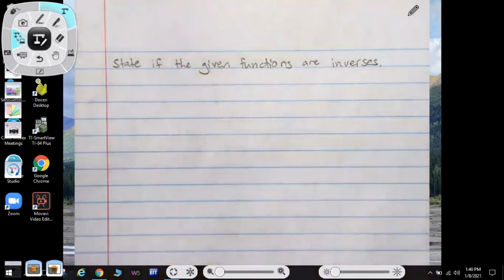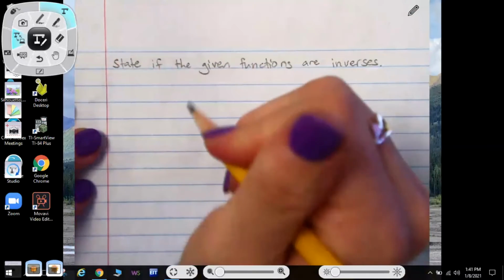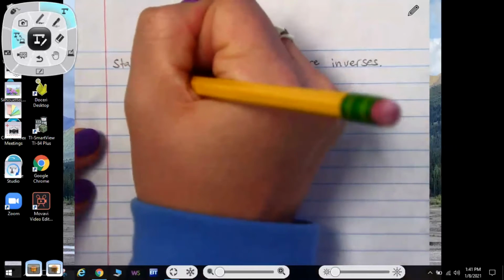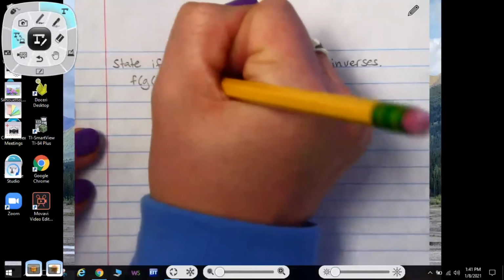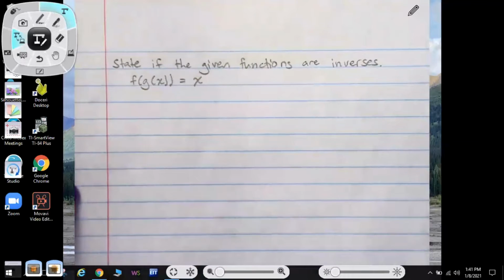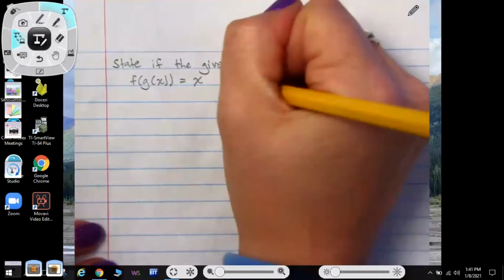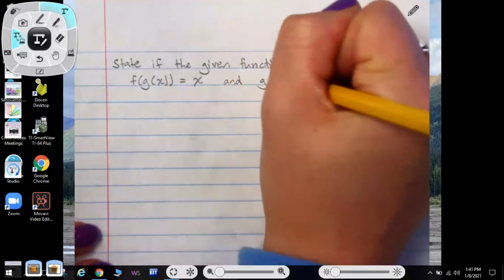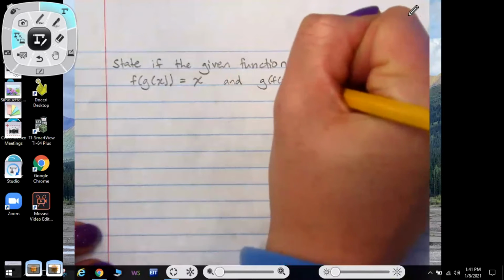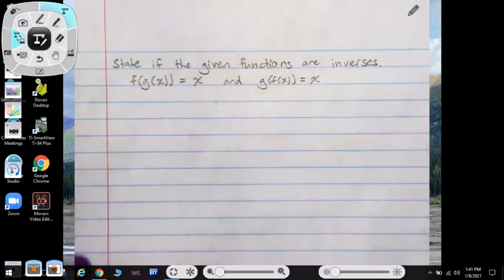To know whether or not two functions are inverses, we have to look at the composition of those functions. If we had two functions, f of x and g of x, in order for those two functions to be inverses, f of g of x has to equal x, and g of f of x has to equal x. Both of those two things have to be true in order for these functions to be inverses of each other.